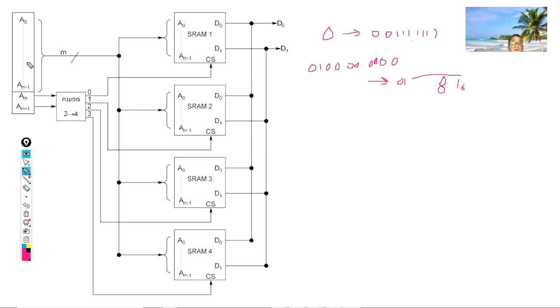That's all the question was, just to force you to understand how this maps to this.